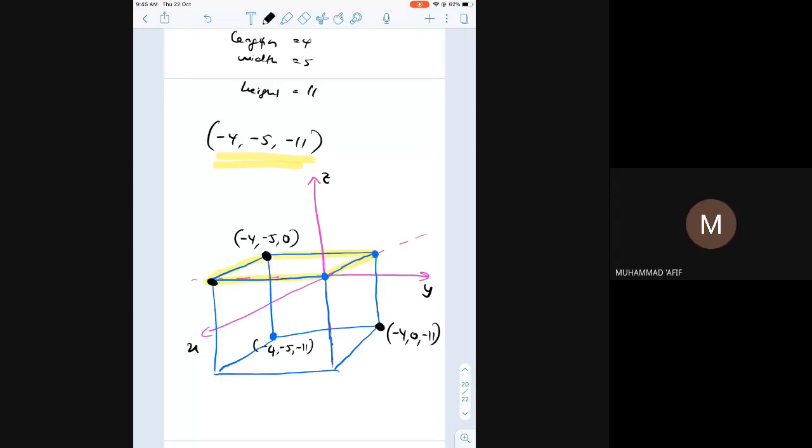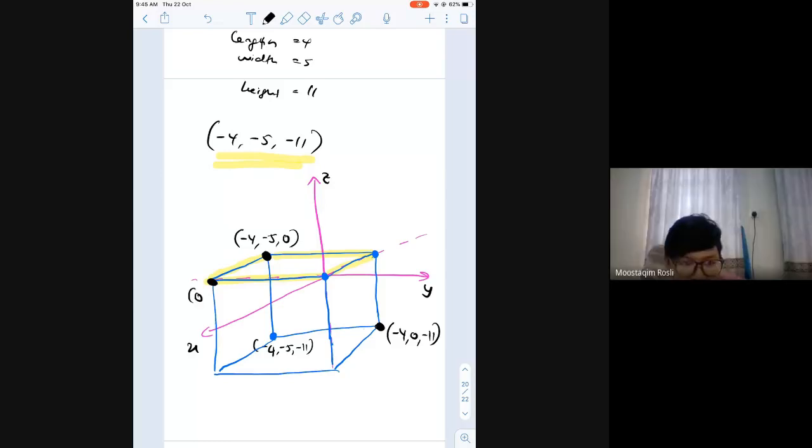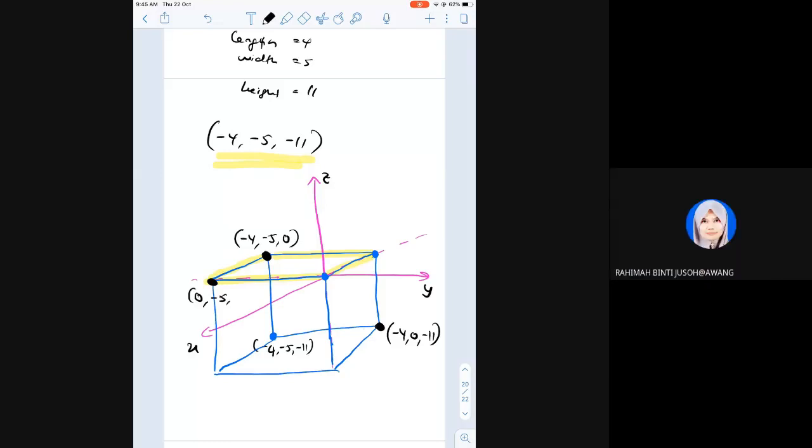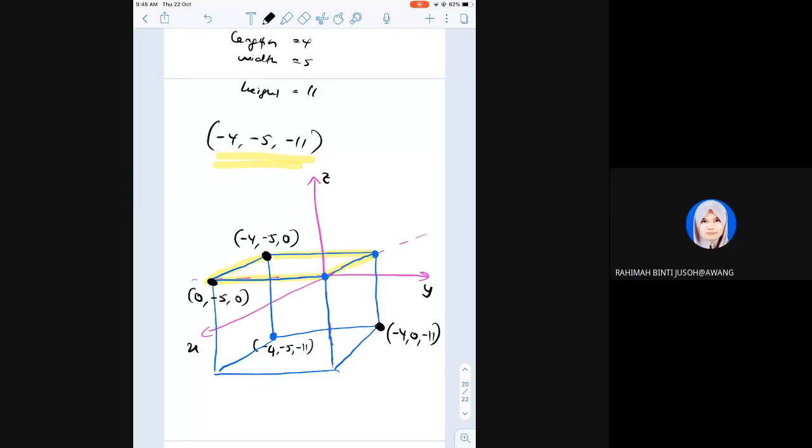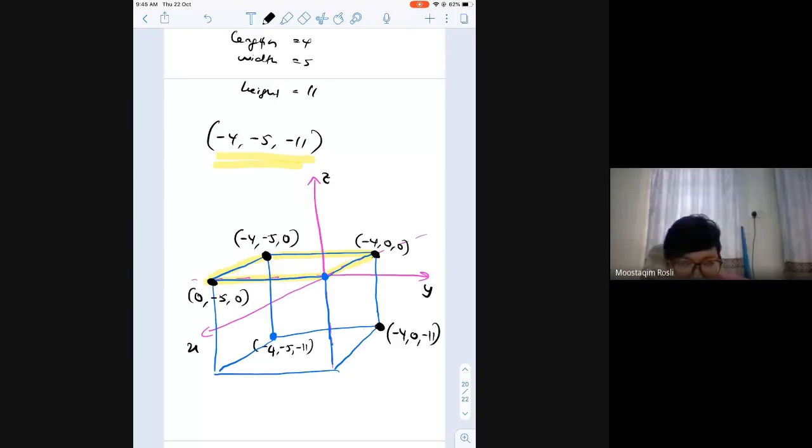Okay, now what's the coordinate here? Negative 5, 0. Dia adalah 0. Negative 5 and 0. How about this? Sini, ni paling senang sekali ni. Ni belakang ni. Paling senang sekali. 4, 0, 0. How about this?